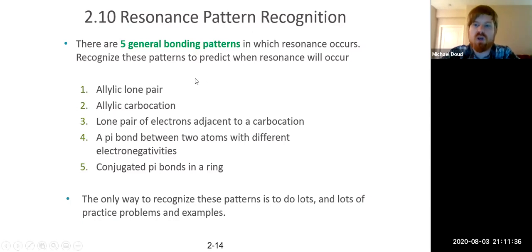Okay, so the names are, and again, we're going to go through each of these individually. We don't need to list these or anything like that. We have the allylic lone pair, the allylic carbocation. We have a lone pair of electrons adjacent to a carbocation. We have a pi bond between 2 atoms with different electronegativities. And finally, we have conjugated pi bonds in a ring. Again, I just want to emphasize the only way that you're going to get this is you have to do lots of practice.